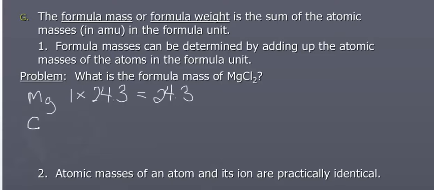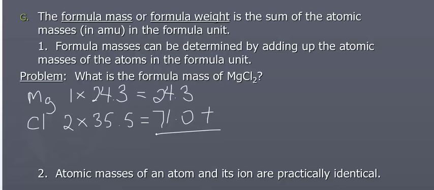And then for chlorine, I have 2 chlorine, so I'm going to take 2 times the formula mass for chlorine, which is 35.5. That gives me 71. And we're simply going to add those together to get the formula mass of MgCl2. So that is 95.3. And the units for formula mass are in atomic mass units because I'm talking about individual atoms.